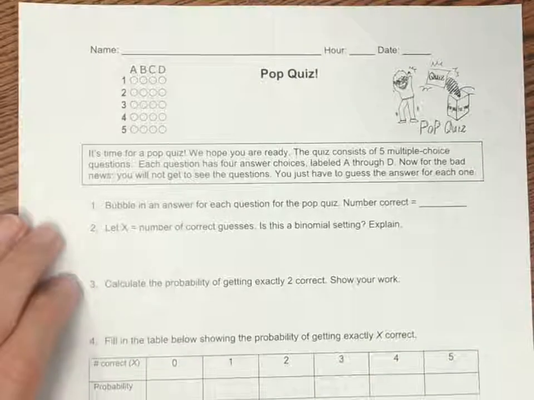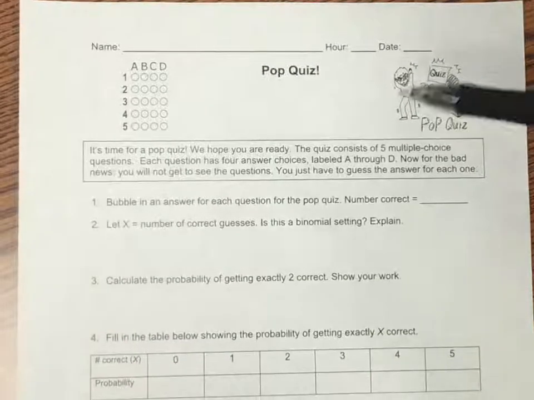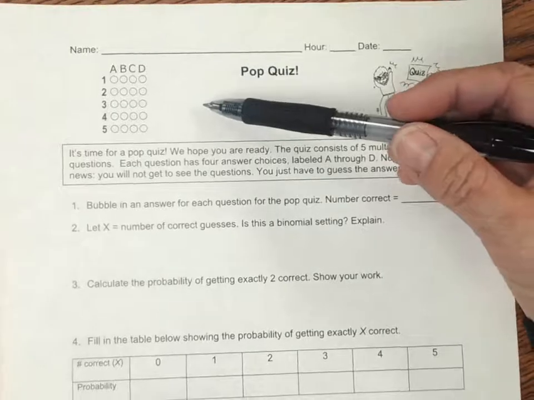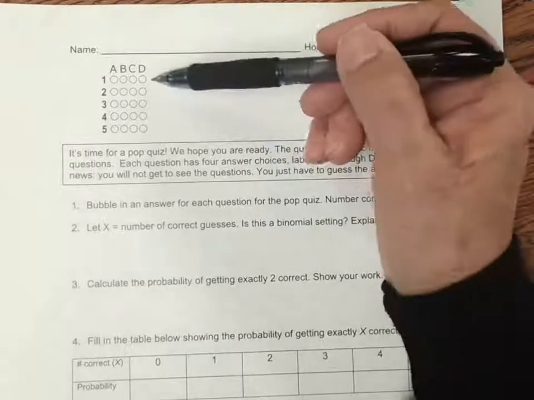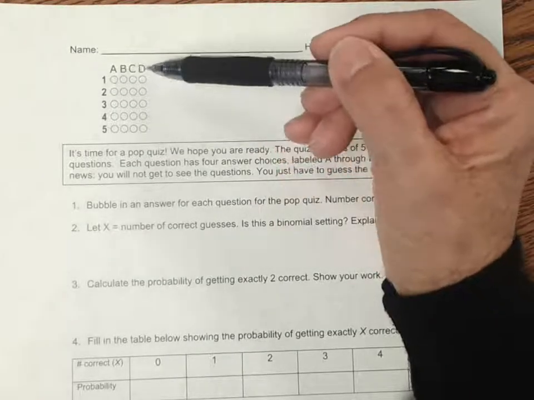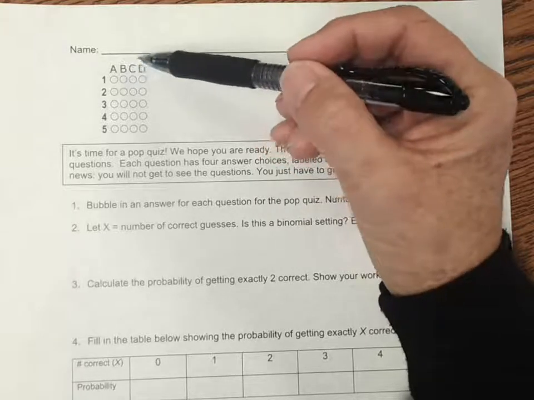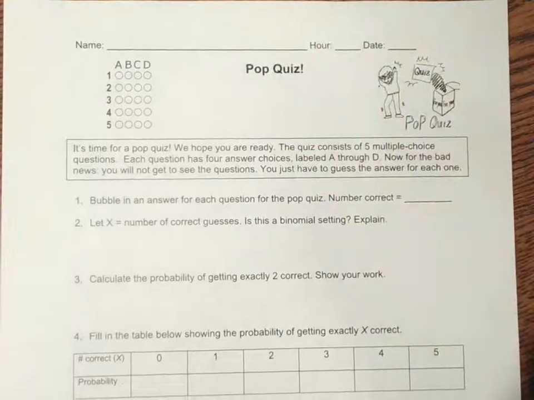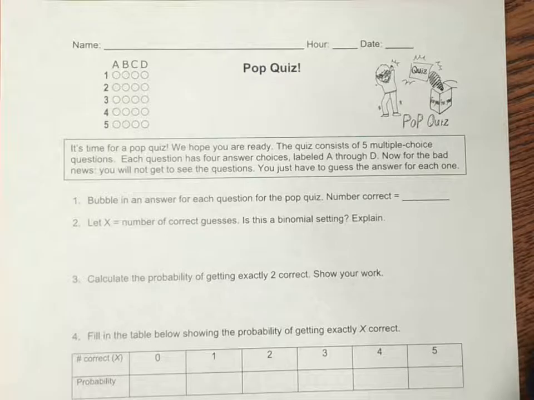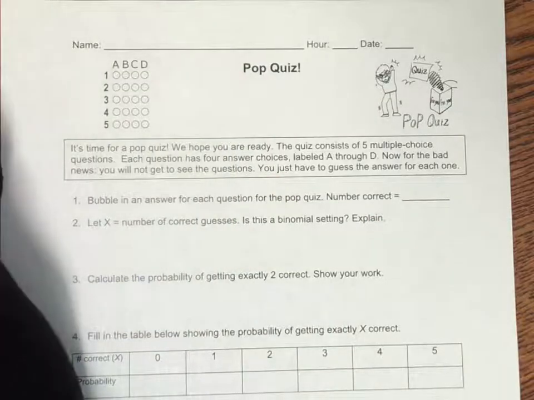Okay, welcome to day 2 of binomial probability, and we're going to do a quick pop quiz. No problem, you've got this. So there's 5 questions, 4 possible answers for each one, A, B, C, and D, and I just want you to bubble in your answers. And you're right, you don't get to see a question. That makes it tough. But pause this and pick your answers for all 5.